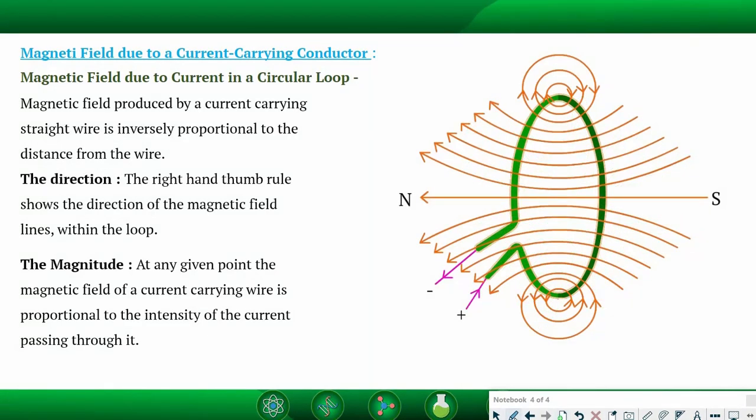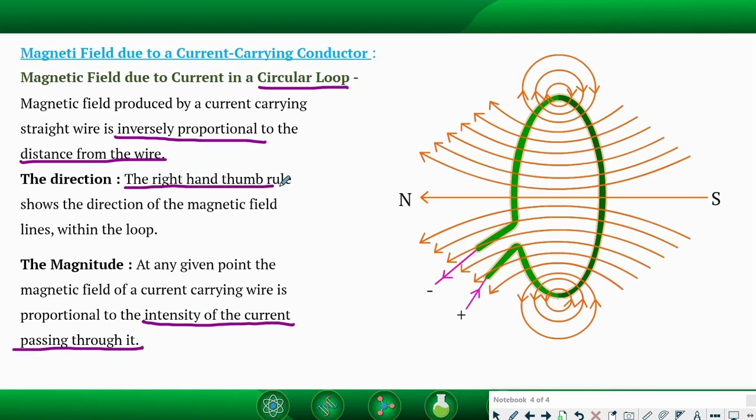So we can conclude that the magnetic field due to a current carrying circular loop is inversely proportional to the distance from the wire, as well as directly proportional to the intensity of the current passing through it. Shape, you can see how it looks, and about the direction, we will use the right hand thumb rule and figure it out. So that is the overall picture of the magnetic field due to a current carrying conductor, which is a circular loop here.